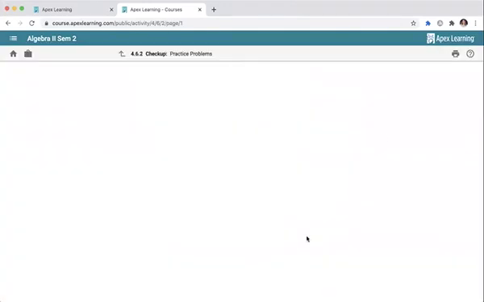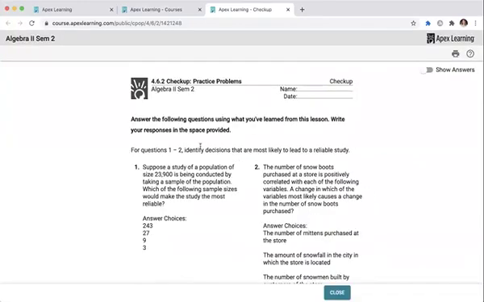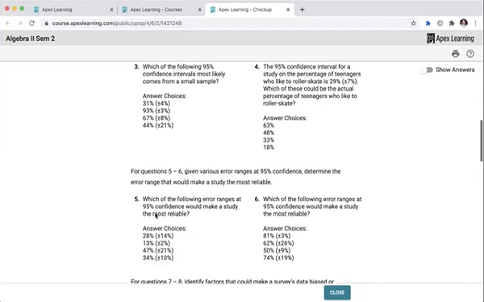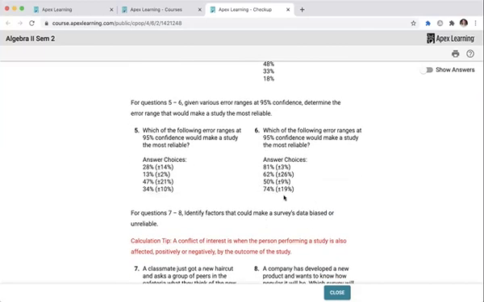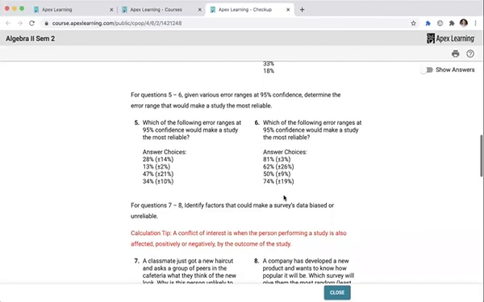Looking at the checkup, of course, it's going to be a lot of practice problems, identifying issues that will either help or hurt a current situation, and then being able to calculate some of the confidence intervals. Again, pay close attention to what percentage confidence you need, because that's going to tell you whether you are 1, 2, or 3 sigmas away from your mean. That's going to tell you your sigma value there.